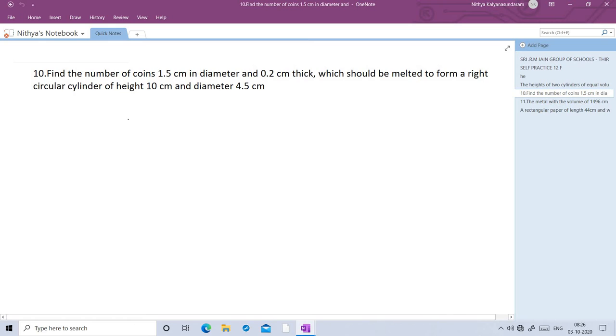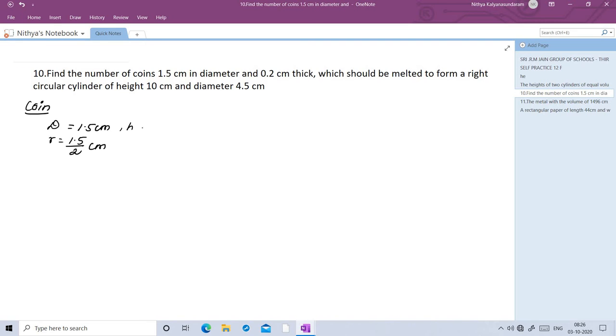Cylinder height is 10 centimeter and diameter is 4.5 centimeter. So first calculate both the volumes, coin volume and cylinder volume. So number of coins we want to find out: cylinder volume divided by coin volume. Then you can divide, you will get the number of coins. So first find coin volume. So diameter is 1.5 centimeter, so radius is equal to 1.5 by 2.